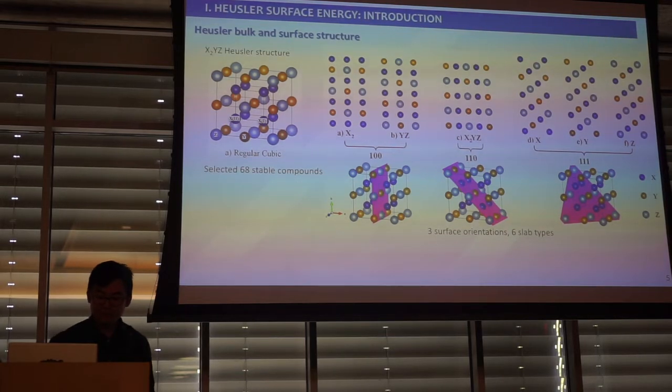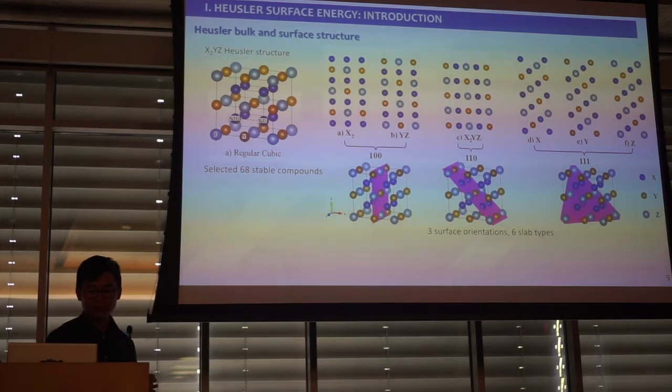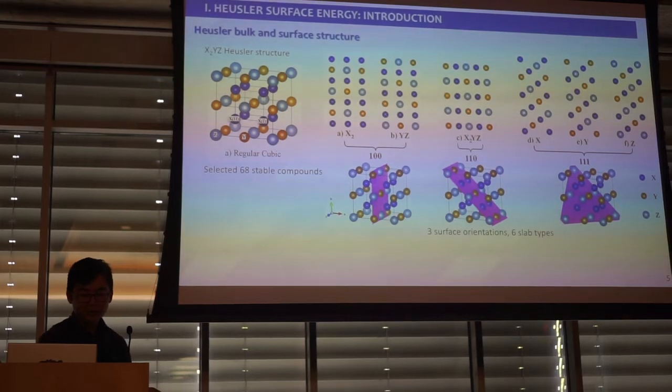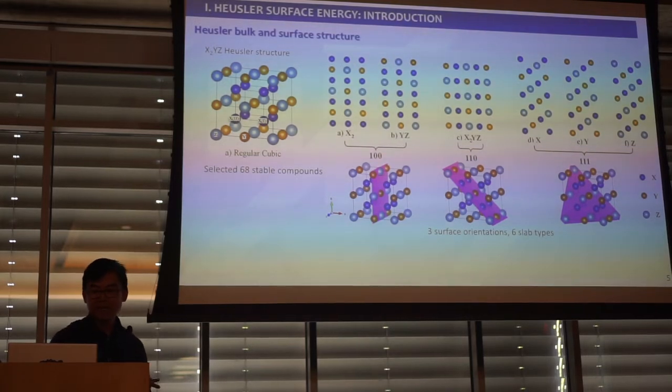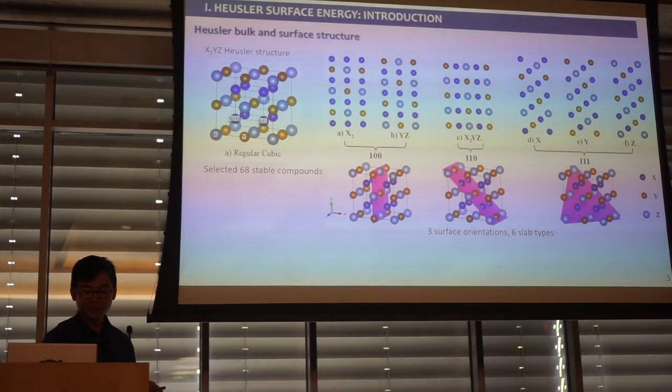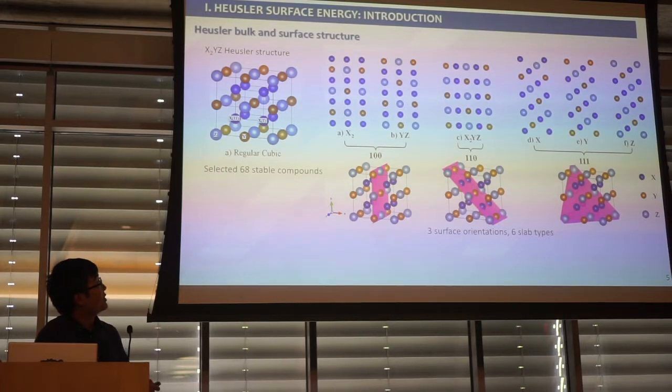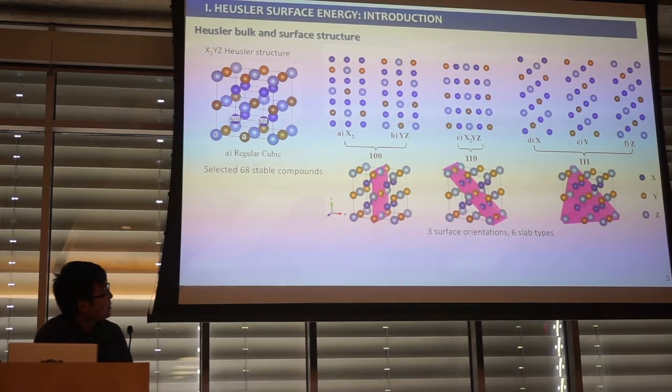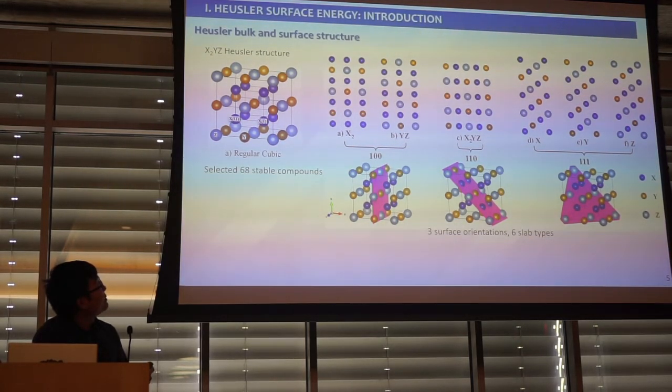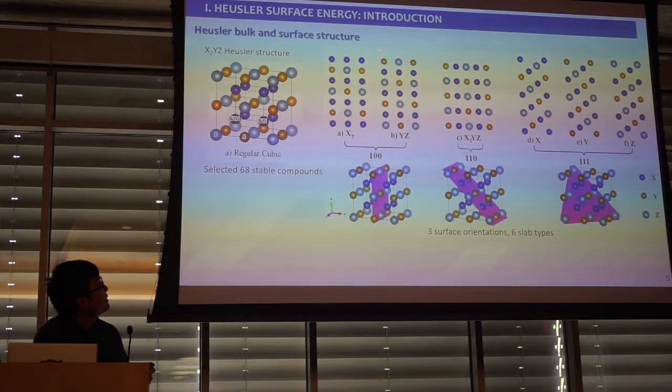Okay, so if we're looking at the surfaces of these materials, we consider 3 different orientations. We have the 100, the 110, and the 111 surfaces. And depending on the orientation, we can get a different number of surface terminations. For example, in the 100 surface, we have two terminations. We have the X2 and the YZ termination. What the X2 refers to are these X2 atoms that are exposed to the vacuum. And in the YZ structure, we have the Y and the Z atoms that are exposed to the surface.